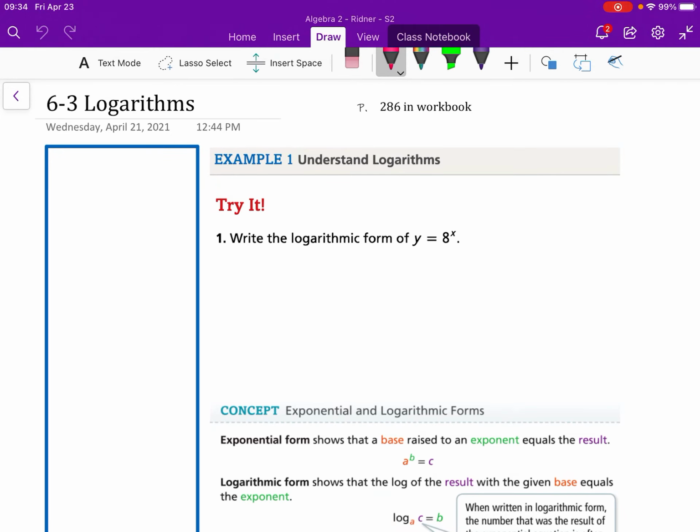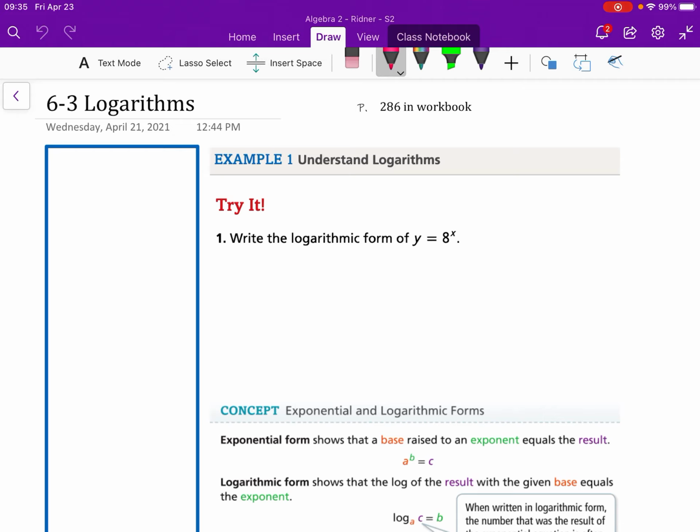All right, 6-3 logarithms. And so logarithms, what in the world is a logarithm? It is an inverse of an exponent. So when I say inverse, you could be thinking about something like the inverse of addition is subtraction. The inverse of multiplication is division. The inverse of squaring something is the square root. So the inverse of an exponent is a logarithm.